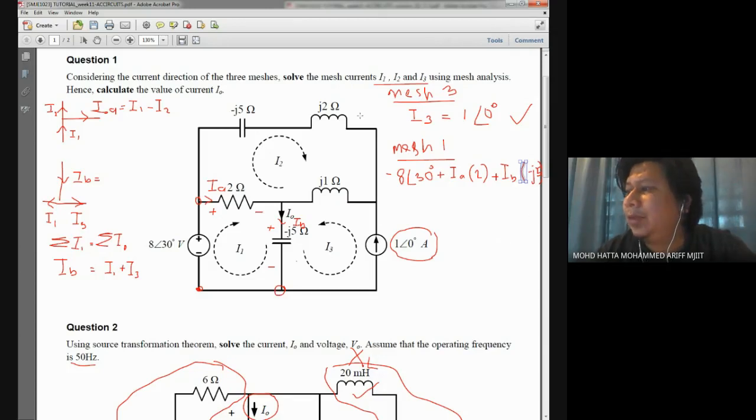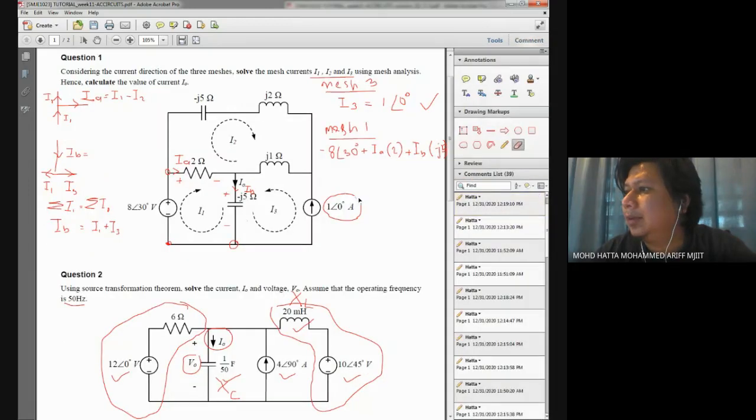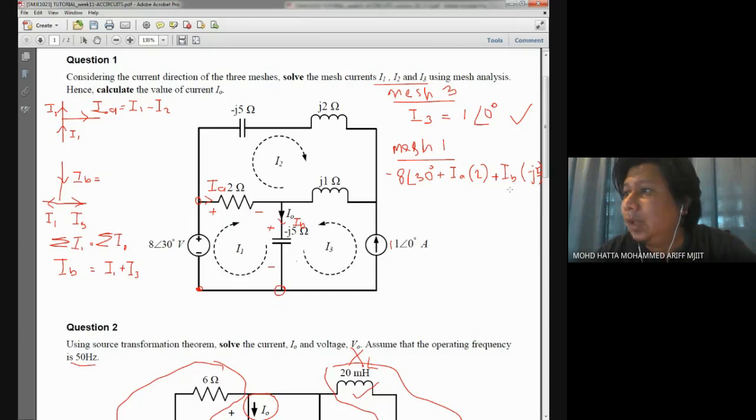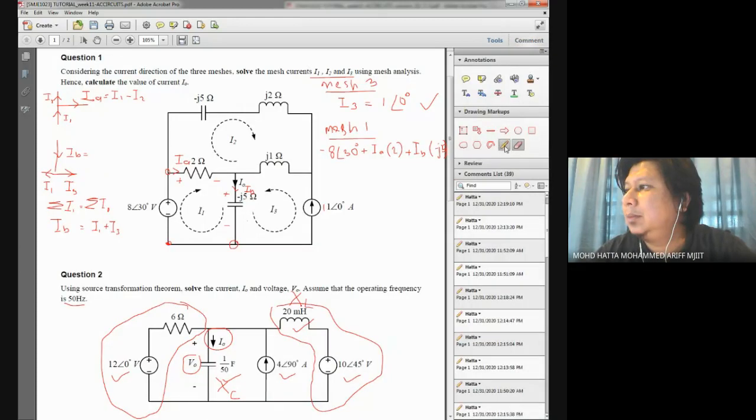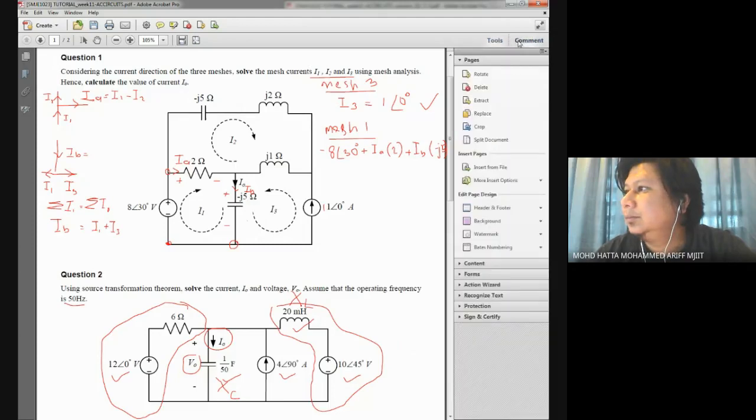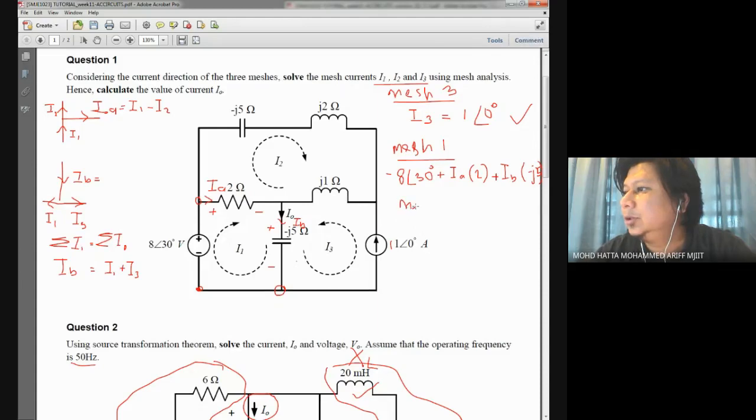Now we compete with mesh number 1, and for mesh number 1, you need to rewrite this equation and substitute whatever definition of current that you have in this equation. At the end, if you substitute IA as I1 minus I2, IB as I1 plus I3, and also substitute I3 equals 1 with the angle of 0, you will end up with only two unknown variables, which are I1 and I2. Okay, next we move on to mesh number 3, mesh number 2, the last one.